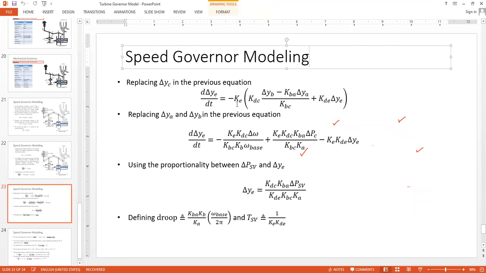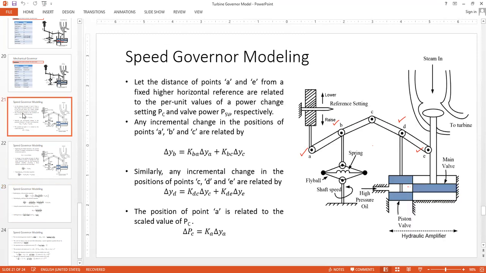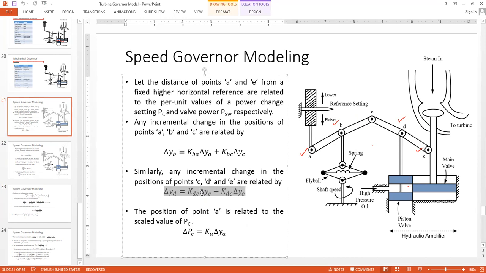Well, we can do it in both ways. We can use this expression for replacing del yc, or we can also use this expression. All the same, a different proportionality constant will come. So probably here they are simply using this. So instead of del yc, they are using del yb and del ya and kba and kbc, not this one.